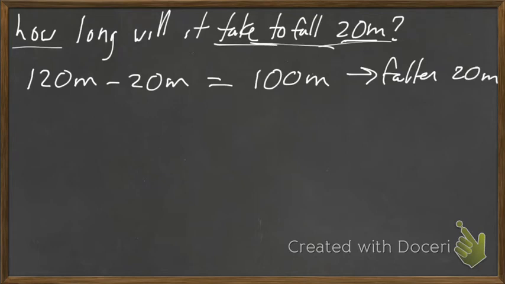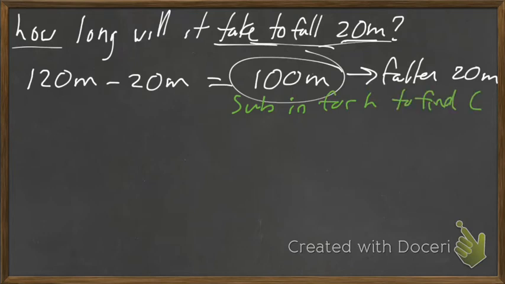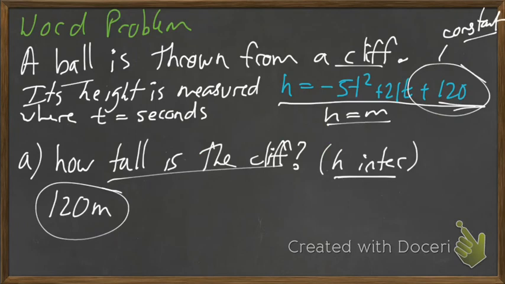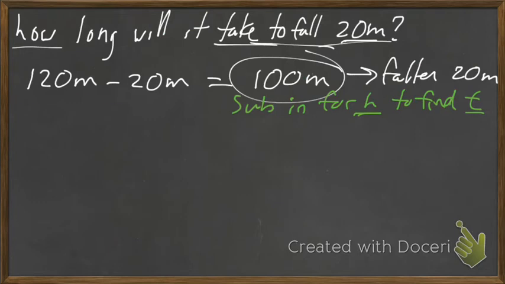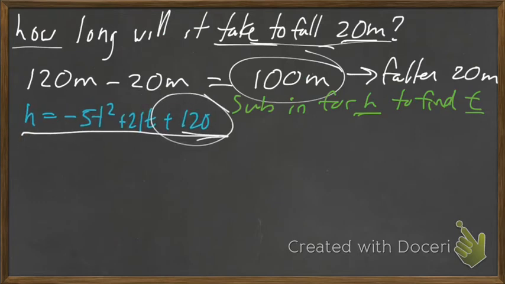Fallen 20 meters, okay? So if we know that's the height we want, we can sub that in for h to find t. Okay? Let's copy this equation and put it right there. So what we want our h to be is 100, equaling -5t squared plus 21t plus 120.